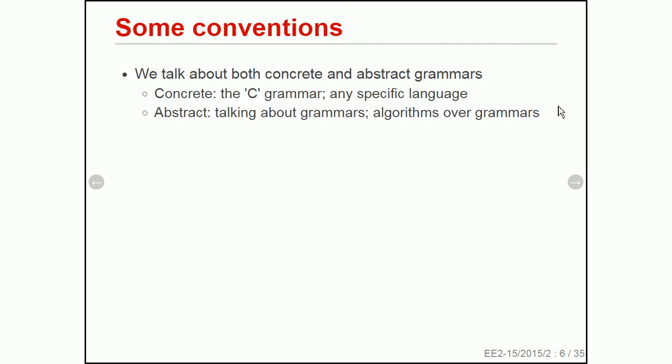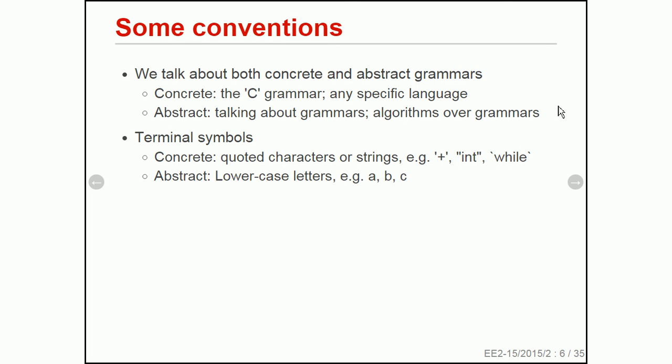We also want to talk about grammars in the abstract. This is talking about all possible grammars. So if you imagine the set of all possible grammars, a C grammar is a particular element from that set. But there's also this wider thing, which is the set of all possible grammars. And if I want to write algorithms that work with grammars, I want to think about all possible grammars rather than any one instance of a grammar.